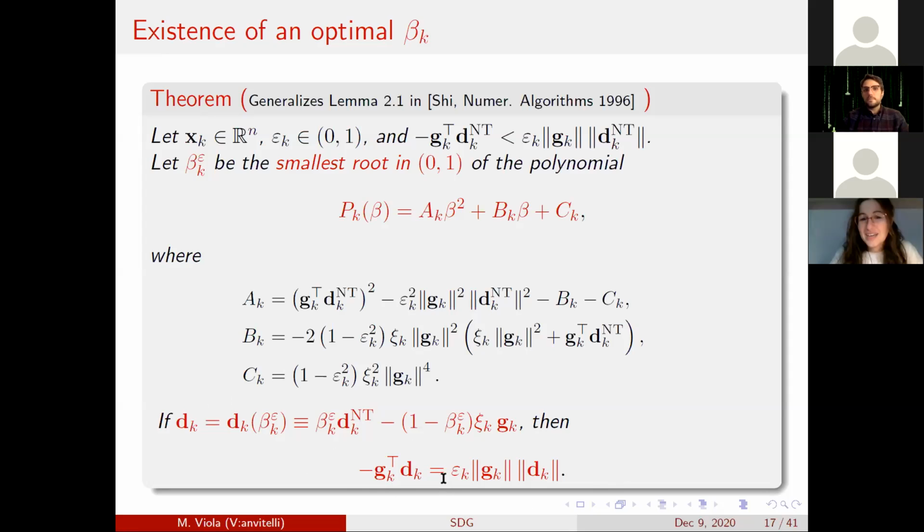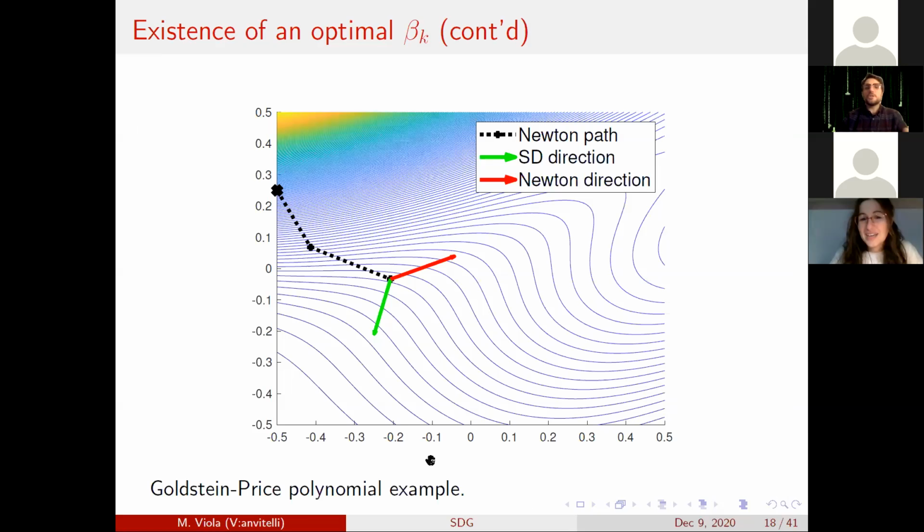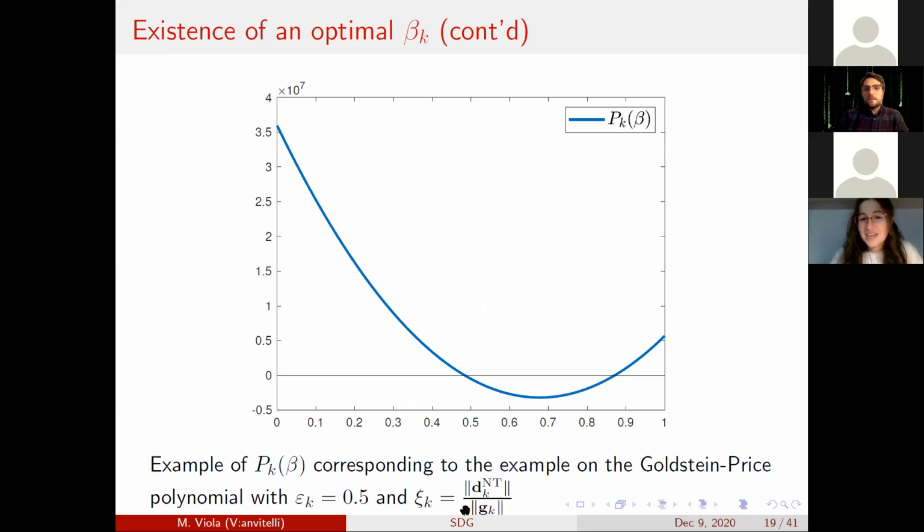Just to give you an example, imagine you are again in that bad situation on the Goldstein-Price polynomial in which you get stuck. Suppose you take as scaling factor for the gradient this ratio between the two norms, just as an example to have the two directions well scaled. You build up the polynomial in this form. It has two roots in 0, 1 in this case, because it was quite an obtuse angle. The first root is this one, around 0.5.